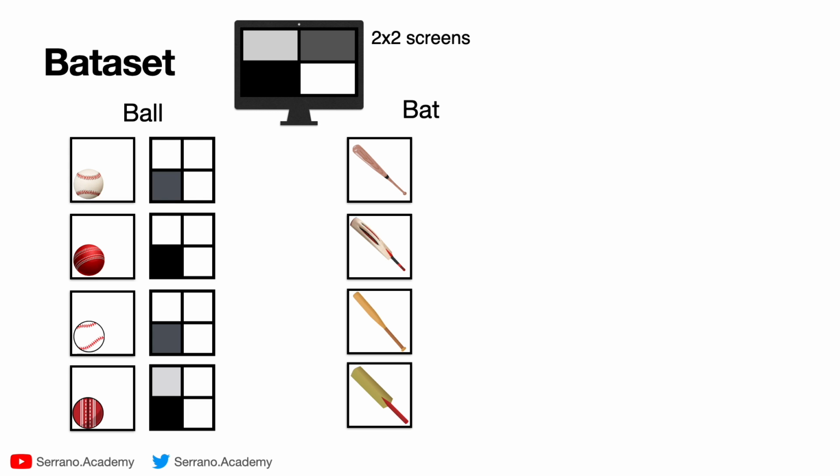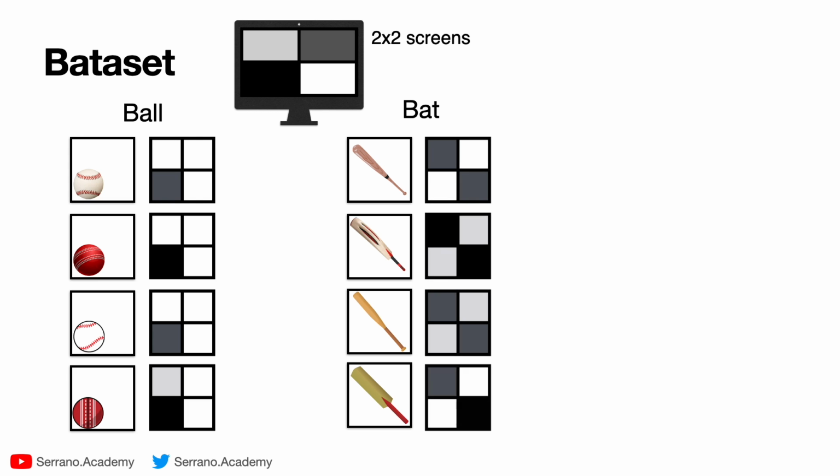And how do bats look? Well, they look like a strong diagonal in an image that is otherwise clear. So we have 2 dark pixels in the top left and bottom right, and the other 2 pixels are white or light gray. And that's our entire dataset. We only have balls and bats. There are absolutely no images of a ball and a bat. So if we wanted an image of a ball and a bat, we wouldn't know what to do.